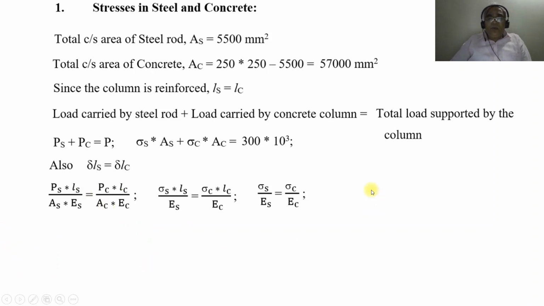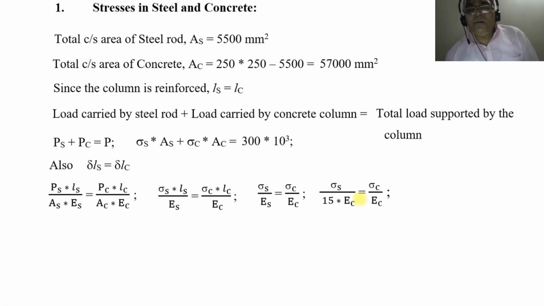But what we know is Es is equal to 15 times Ec, that is sigma S by Es is equal to sigma C by Ec. Since Ec gets cancelled, the stress on the steel wire will be equal to 15 times the stress in the concrete. So now sigma S is equal to 15 times sigma C.